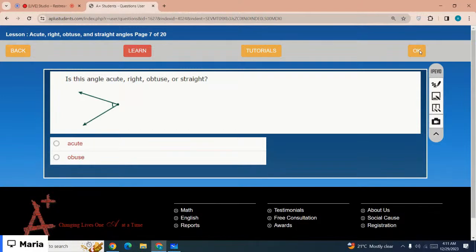Is this angle acute, right, obtuse, or straight? Which is the correct option? The correct option is that is less than 90 degrees. So obviously that is an acute angle, right?